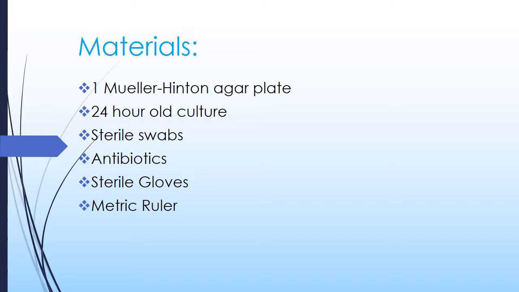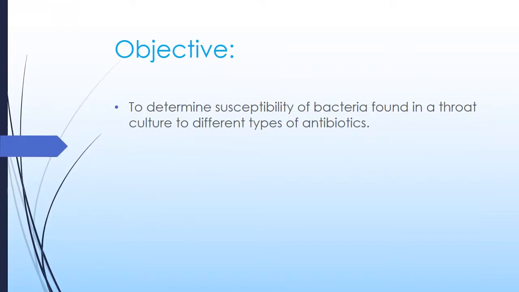Materials that you'll need are one Mueller-Hinton agar plate, a 24-hour-old culture, sterile swabs, antibiotics, sterile gloves, and a metric ruler. My objective is to determine susceptibility of bacteria found in a throat culture to different types of antibiotics.